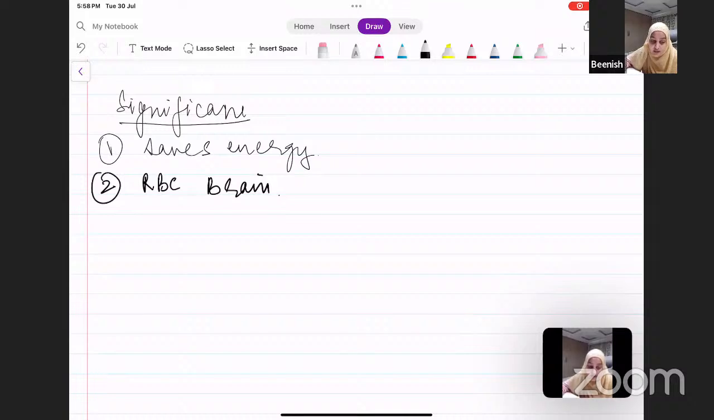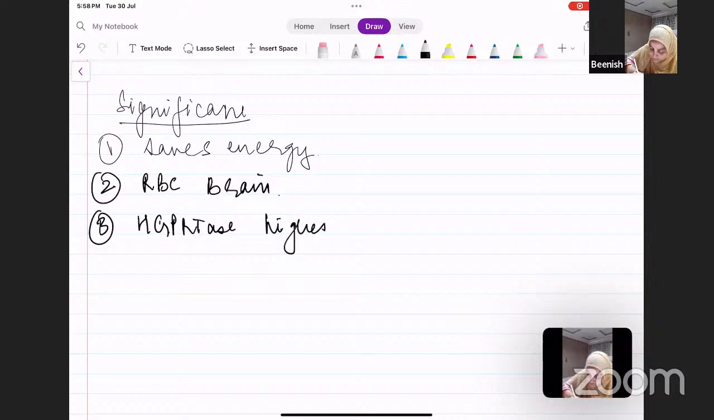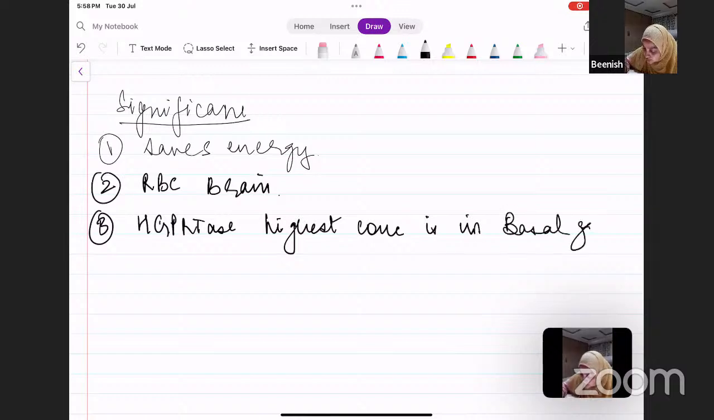Then HGPRT's highest concentration is present in the basal ganglia of the brain. Therefore, in case of deficiency of HGPRT, neurological defects will be manifested, because your brain is completely dependent on the salvage pathway.